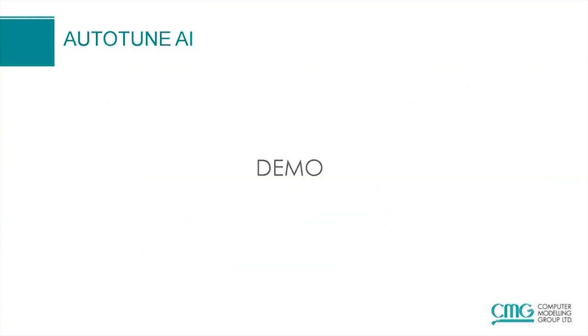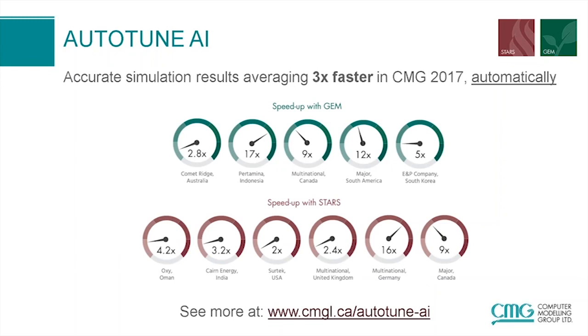So how does this look in actual results? Here at CMG, we conservatively estimate that you will see a 2 to 3 times speedup by using this feature in 2017. And now you can see here some of the testimonials from the numbers we get back from our clients, that the speedup is very case specific. It depends on what you're doing, it depends on your model, it depends on your processes, and it depends on your regular default numerical settings. But for GEM, we see anywhere from a 3 times up to a 17 times speedup. In STARS, similarly, we see anywhere from a 2 times up to a 16 times speedup.